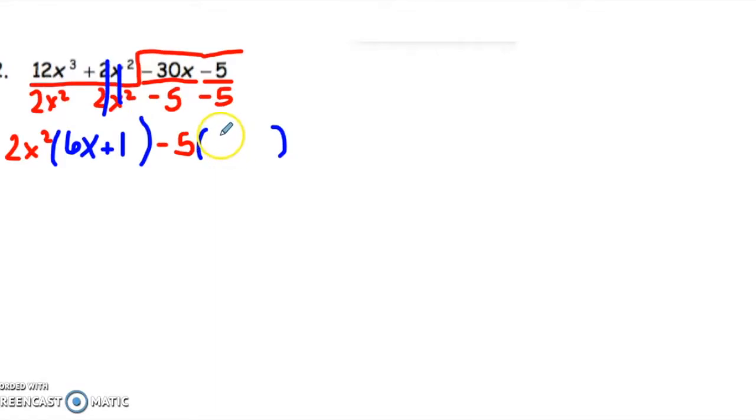So we have 6x and then plus 1. So we're going to take our common factor of 6x plus 1. You notice it's here and here. And we're going to divide each term by the common binomial factor.